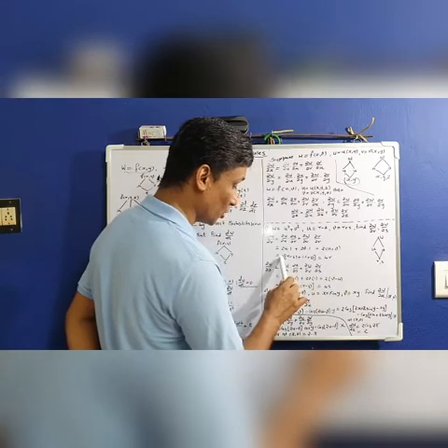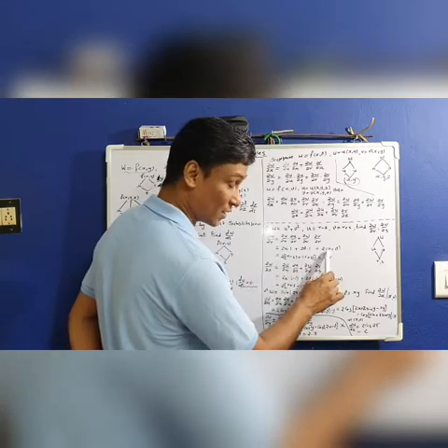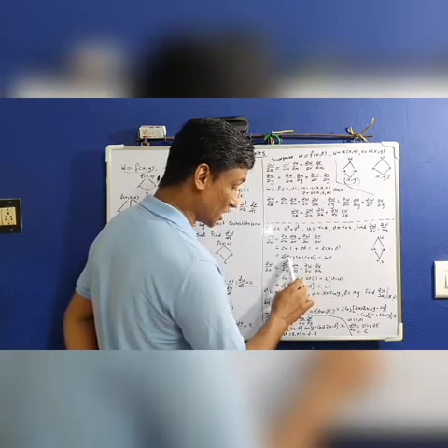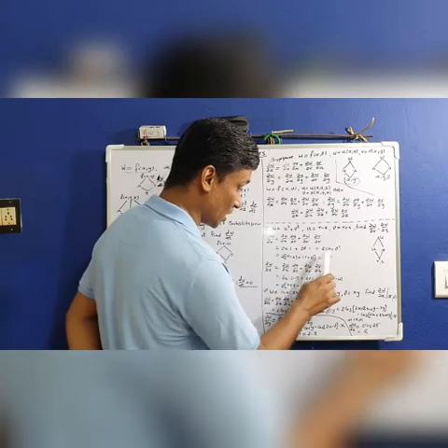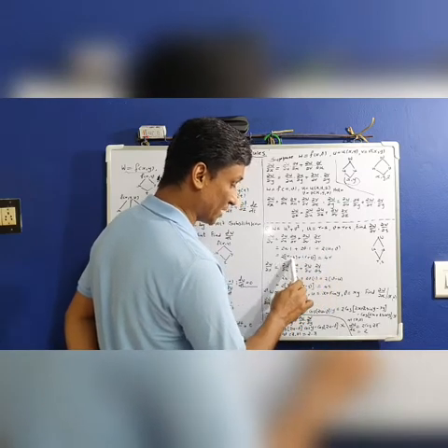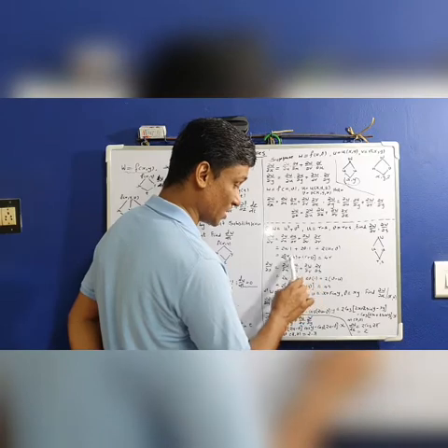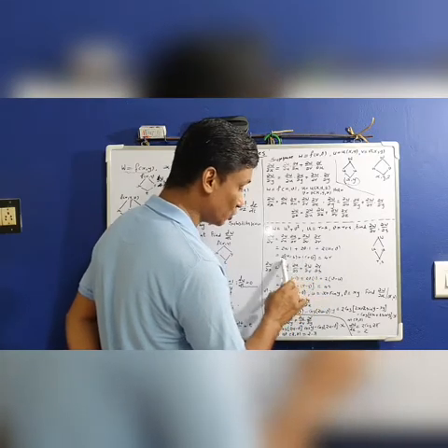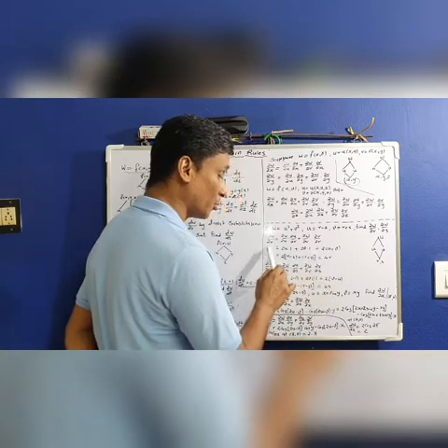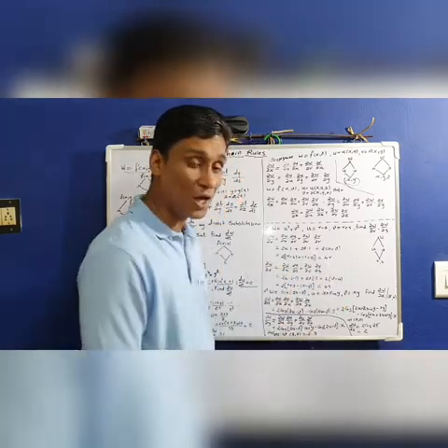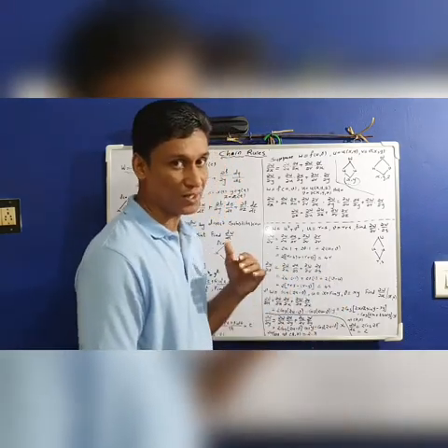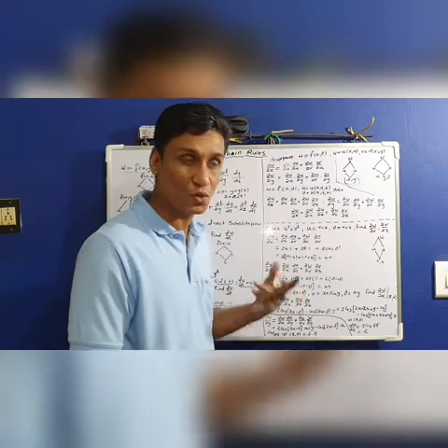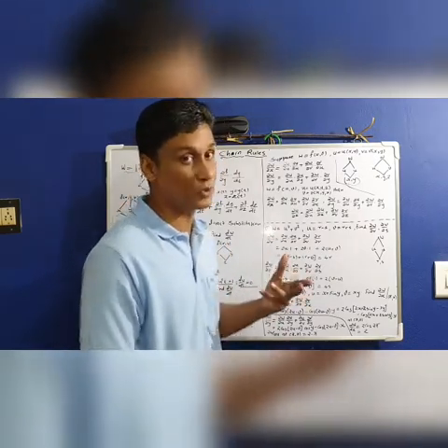That is 2 into, substituting for u and v, u is r − s, v is r + s. 2 into (r − s + r + s). s gets cancelled. r plus r becomes 2r, into 2, that is 4r. So ∂w/∂r = 4r. The problem is not over. w also contains s. So we have to find the differential of w with respect to s.